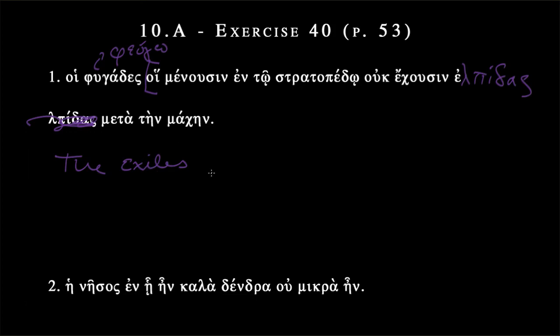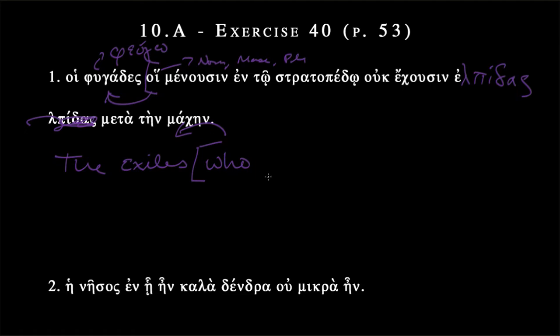So the exiles who, and why can I say who here? Well, what's hoi? Well, that's nominative, masculine, plural. So we can see from this that that's going to be the subject of its relative clause, and because it's masculine and plural, this is referring back to fugades, that's the antecedent. So we know what's going on here. The exiles who, and we're going to get more information about those exiles. Who referring back to the exiles.